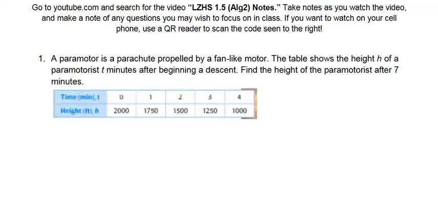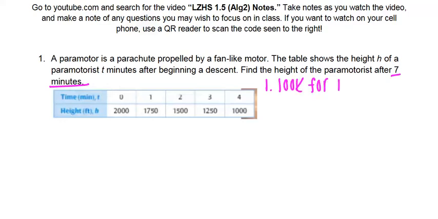Example 1 says a paramotor is a parachute propelled by a fan-like motor. The table shows the height h of a paramotorist t minutes after beginning a descent. Find the height of the paramotorist after 7 minutes. So that is basically what we need to make sure that we are actually answering. So the first thing that I'm going to do, and I'm going to make myself a note of this, is try and look for patterns.